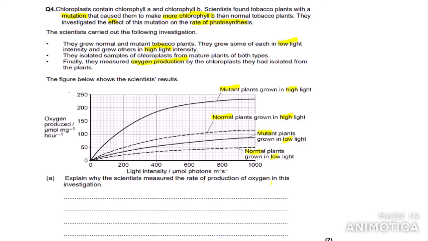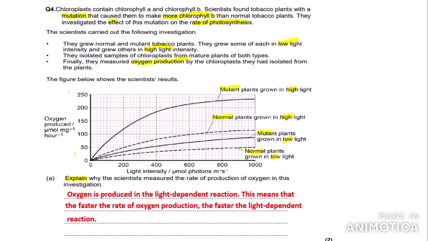So let's look at the first part of the question. Explain why the scientists measured the rate of production of oxygen in this investigation. Now, as this is an explain question, you have to justify your answer. So you have to explain why something is happening. Well, your first thought may be that they're measuring the rate of oxygen production as oxygen is produced in the light-dependent reaction. So this will give the scientists some indication as to what the rate of photosynthesis is.